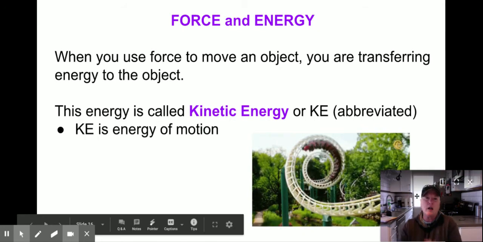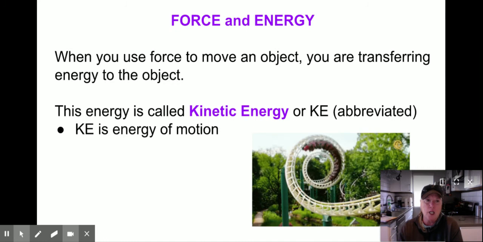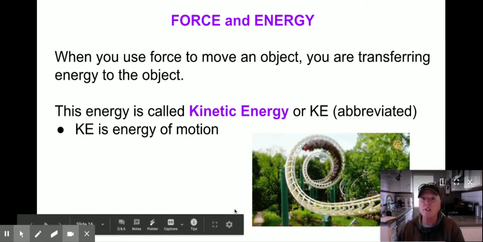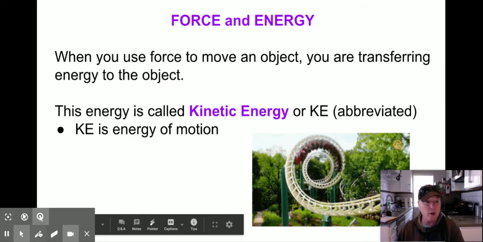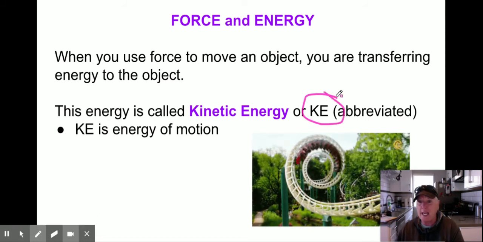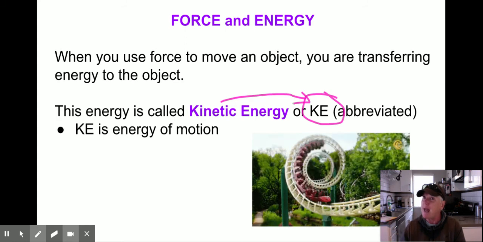Now let's talk about energy. When you use force to move an object, you're transferring energy to that object. The energy that's transferred is called kinetic energy. We're going to start using the symbol KE. It's an abbreviation, but it's the same thing. KE is basically energy in motion. We're going to learn that even if something's not moving, it might have energy in it. You may already know what that is.